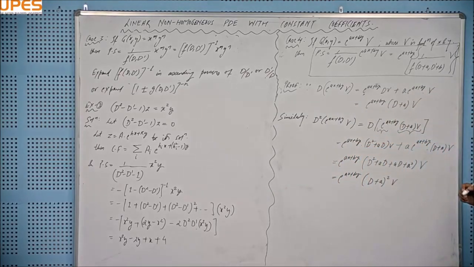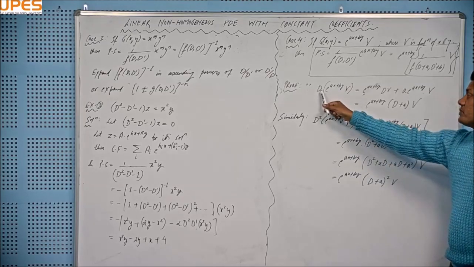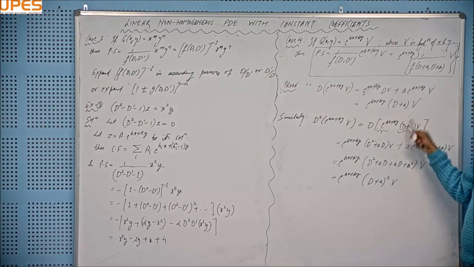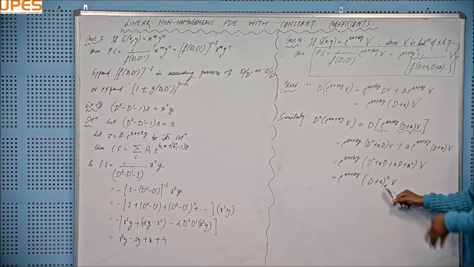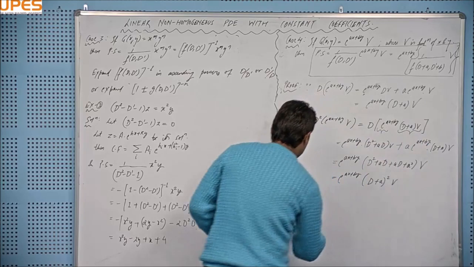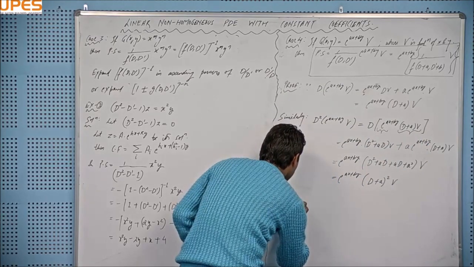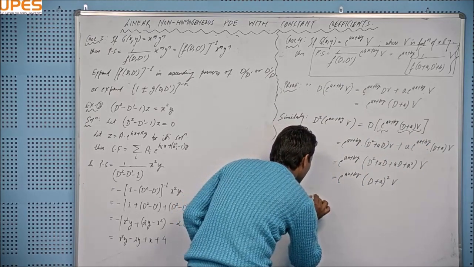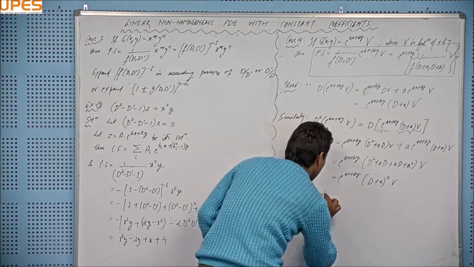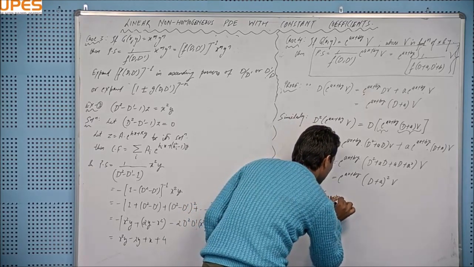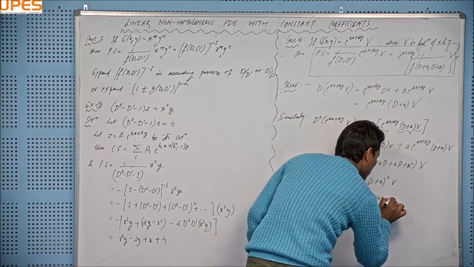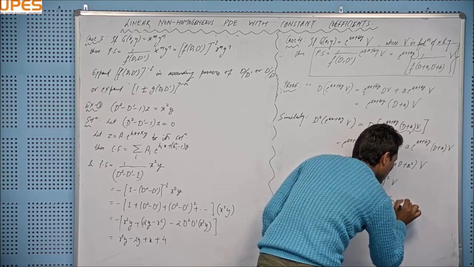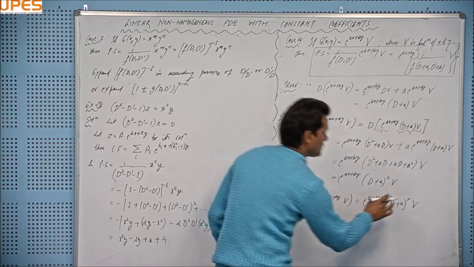Right. Now we have got something: D operated once will produce this result, D operated twice will produce (D plus a) squared, and then we can generalize it. Right. Generalize D to the power r acting on e to the power ax plus by v, it will be something like this: e to the power ax plus by and (D plus a) whole to the power r v. Right. This is r.